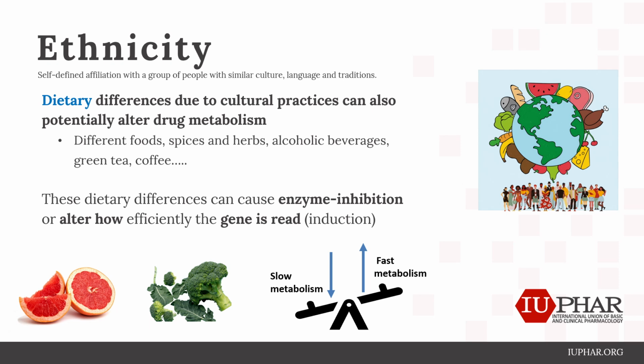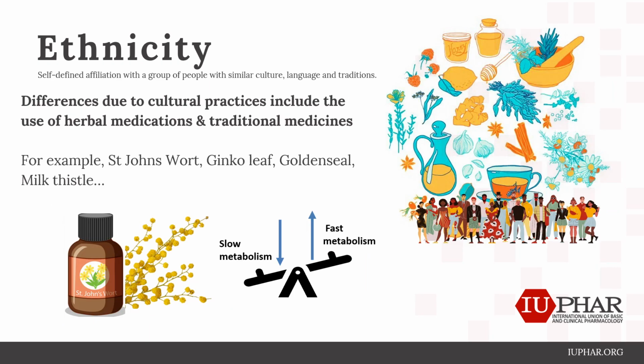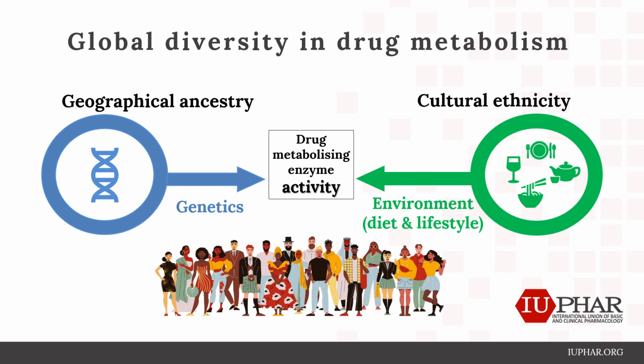But there's another ethnicity factor that we need to remember, and that's that we all have different cultural practices when it comes to the use of alternative medications, whether that's herbal medicines or traditional medicines. And one good example of this is the use of St. John's wort as a herbal medication, because these alternative medications have also been shown to alter the ability of a person to metabolize drugs.